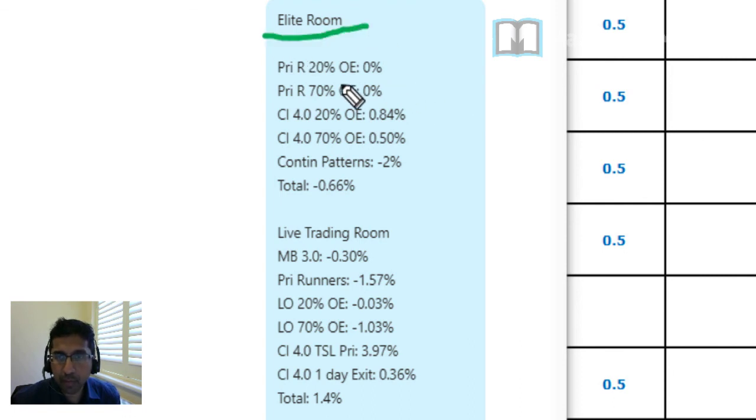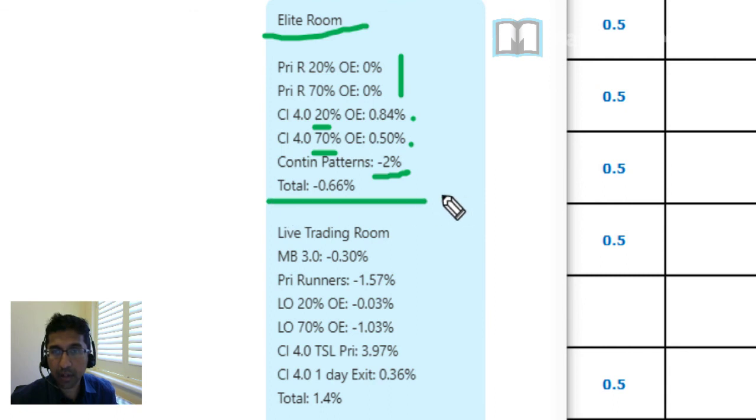In terms of the elite room, primary runners 70% OE, that's being flat. Cash in 4.0, 20% and 70%, 0.84 and 0.50%. Continuation patterns took a bit of a hit at minus 2%. Overall, elite room is down about minus 0.66, very small drawdown.